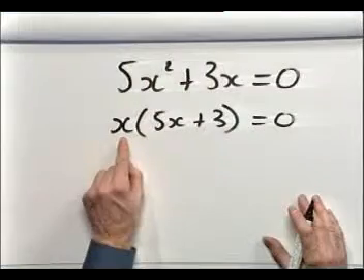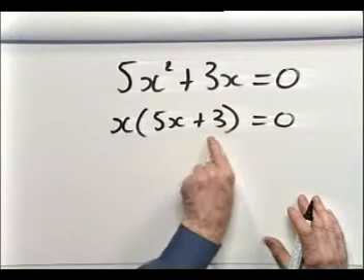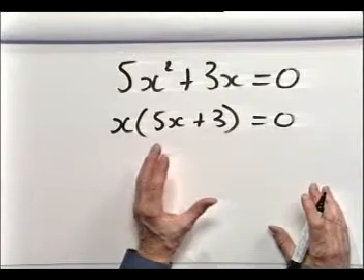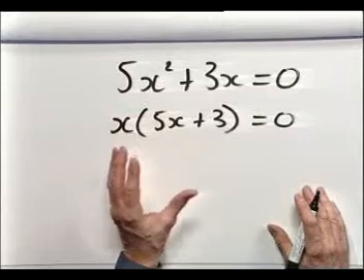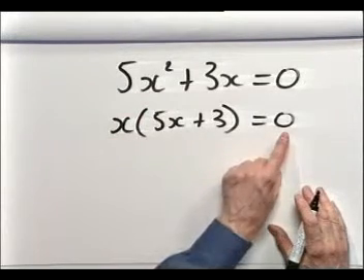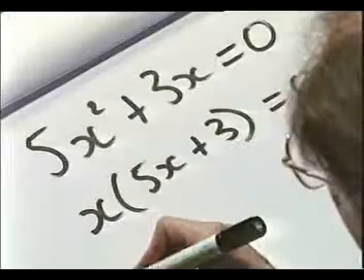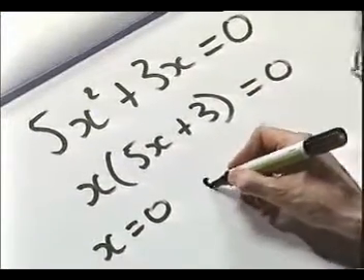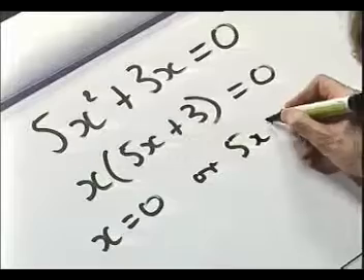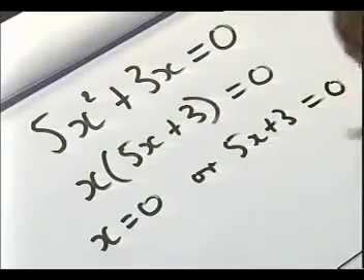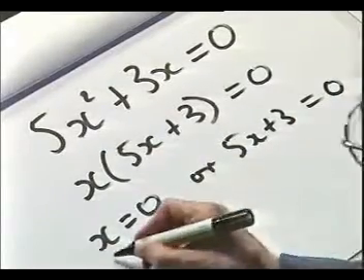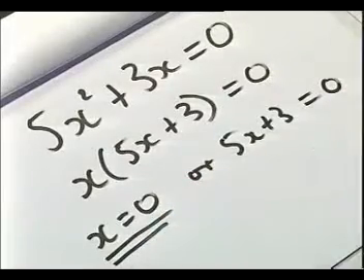And here again I've got two numbers, x and 5x plus 3. I'm not sure what they are, but what I do know is that in multiplying them together I've got 0. This means one of them must be 0, or the other one must be 0, or they're both 0. So I can write down x equals 0, or 5x plus 3 is also equal to 0. So there's one answer, x equals 0.